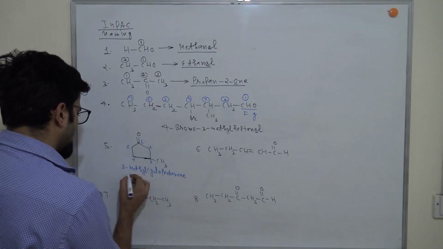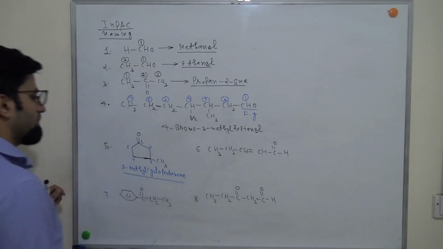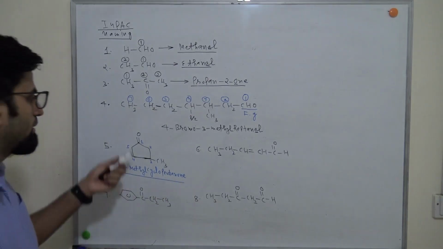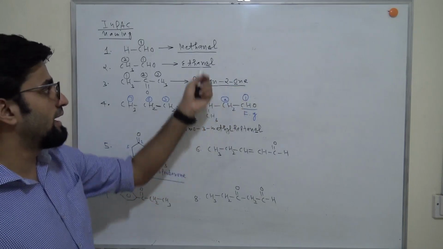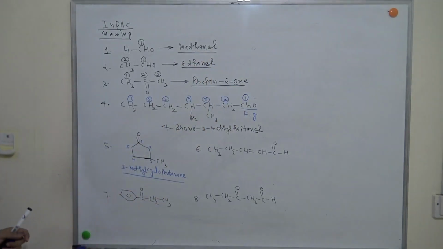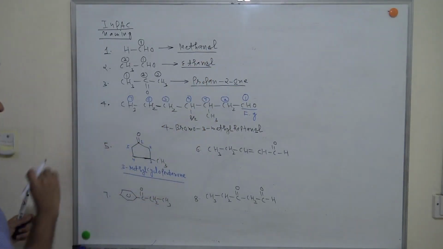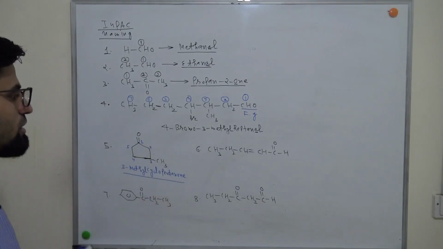Pentenone, 3-methyl cyclopentenone. Now why am I writing ONE? I hope you remember that for ketone we use one, right? And for aldehyde we use al. Understood? So this is the correct name of your fifth part, right? Now let's discuss question number 6.